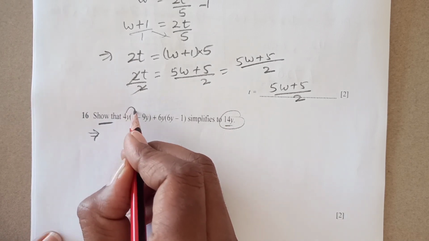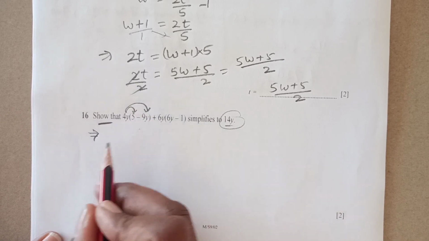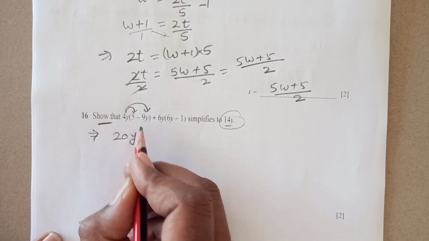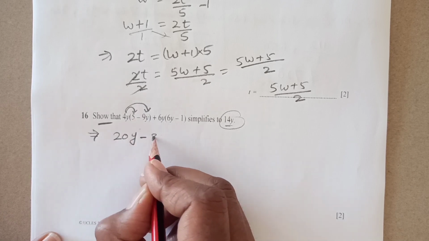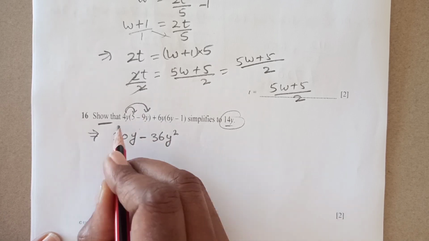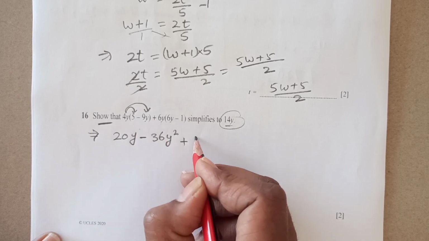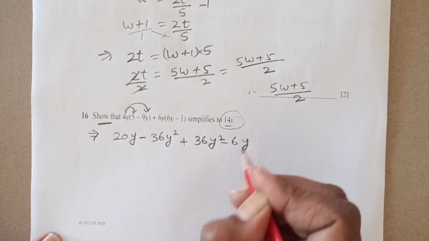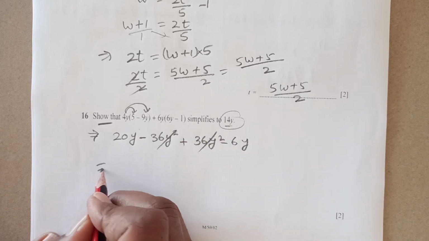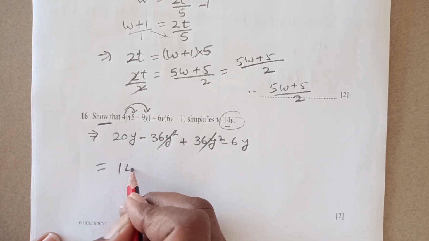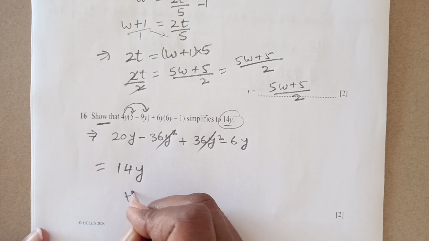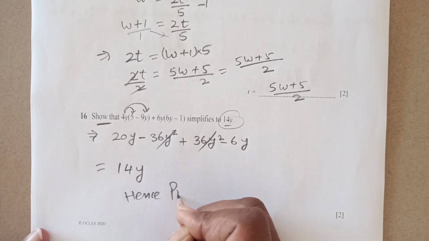Step here. 4y will be multiplied with both numbers inside. 4 times 5 is 20y, then there is a negative sign. 9 times 4 is 36y squared, then plus 6 times 6 is 36y squared again, minus 6y. 36 and 36 is gone, so 20 minus 6 is 14y, right? So that is the answer that we need to prove. So you can write down hence proved.